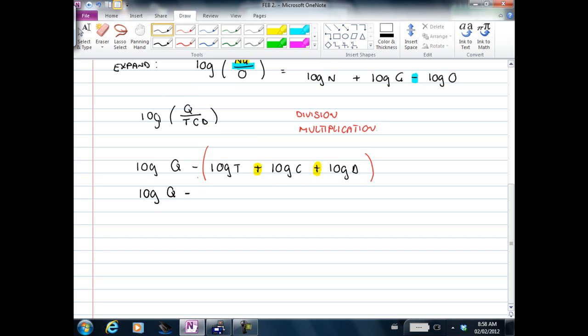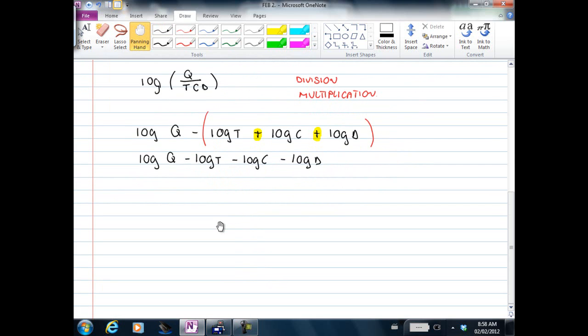that's why we have brackets. The brackets tell me that I've got to be careful. Log T minus log C, this is a common mistake students make on exams, minus log D. So this is called expanding.